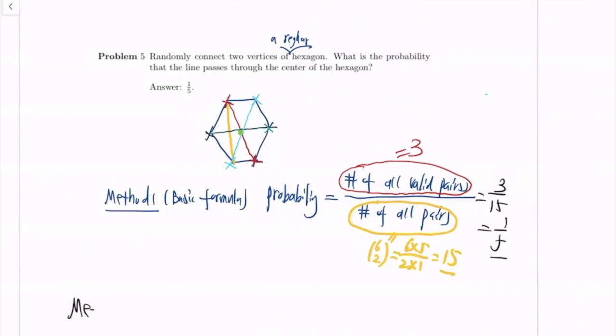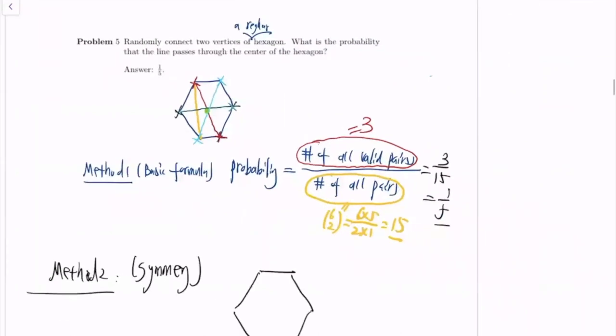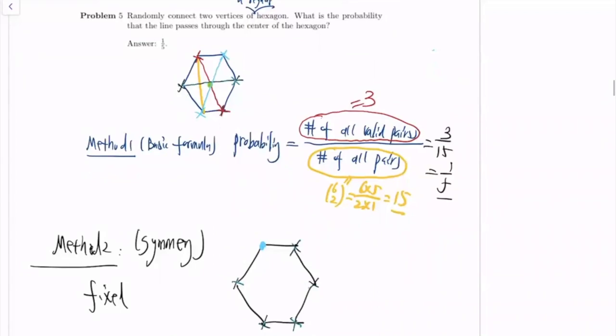Now let's look at method two. We can use symmetry instead of using the formula. Because all six vertices of this regular hexagon are symmetric, we can just fix one of them. Let's fix this one. And then let's choose the second one. We have five choices: 1, 2, 3, 4, 5. So the total number of possible scenarios is 5.